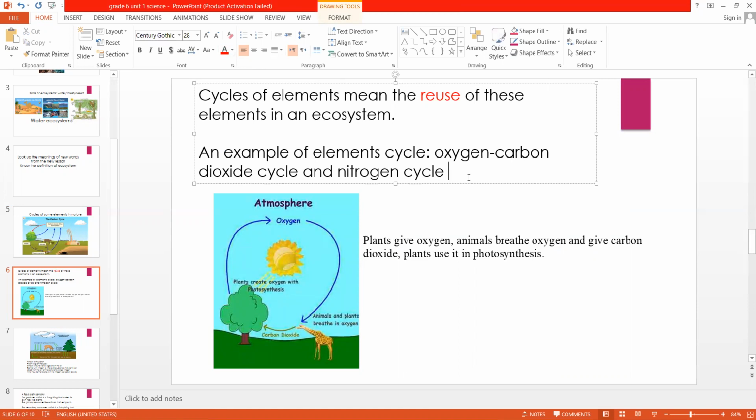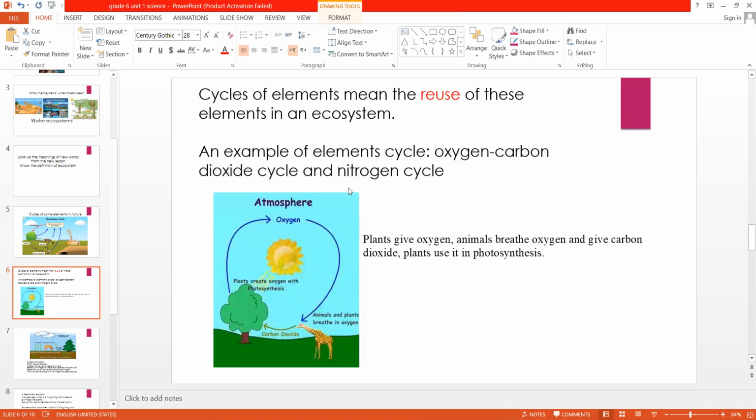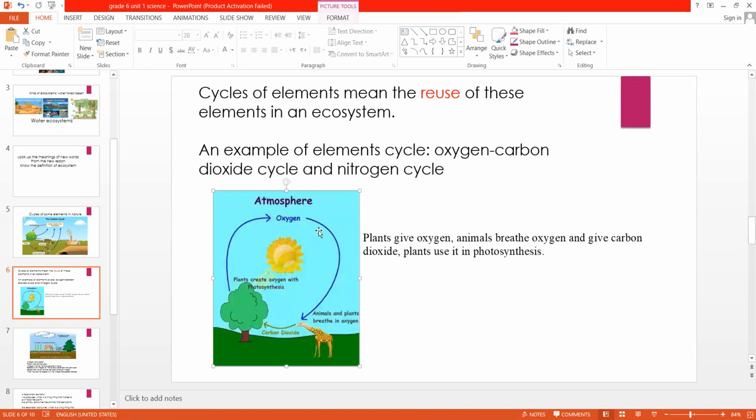An example of element cycles are the oxygen carbon dioxide cycle. oxygen الأكسجين carbon dioxide ثاني أكسيد الكربون. هاي مثال على دورات في الطبيعة: oxygen carbon dioxide cycle and nitrogen cycle. Nitrogen cycle اللي هو nitrogen. This is a simple one. The oxygen and carbon dioxide cycle. Very simple, very easy.